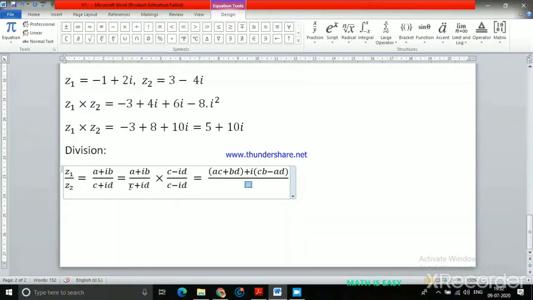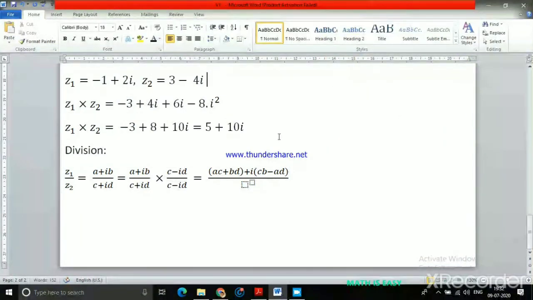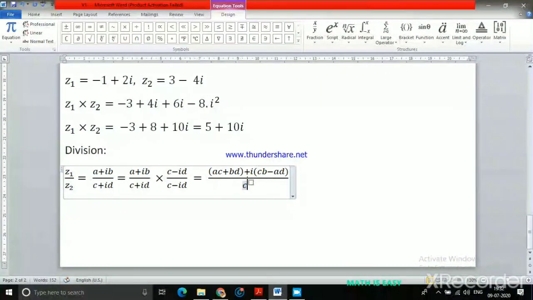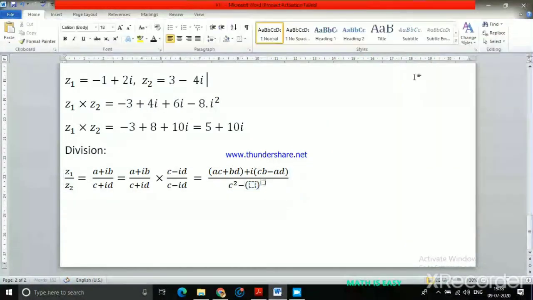Now when I multiply the denominator, look at the denominator. The denominator is (A plus B) into (A minus B). The formula for (A plus B) into (A minus B) is A square minus B square. Here A square means C square, minus B square. B square means here the B value is nothing but id, right? So the denominator will become id square.